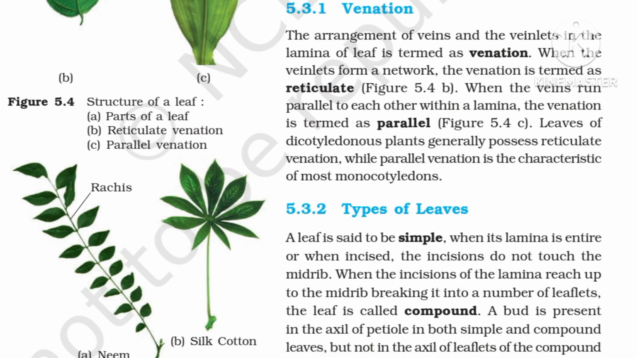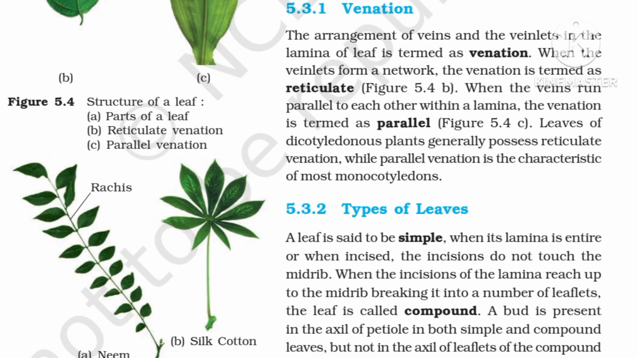Venation. The arrangement of veins and veinlets in the lamina of a leaf is termed venation. When the veinlets form a network, the venation is termed reticulate (Figure 5.4b). When the veins run parallel to each other within a lamina, the venation is termed parallel (Figure 5.4c). Leaves of dicotyledonous plants generally possess reticulate venation, while parallel venation is characteristic of most monocotyledons.